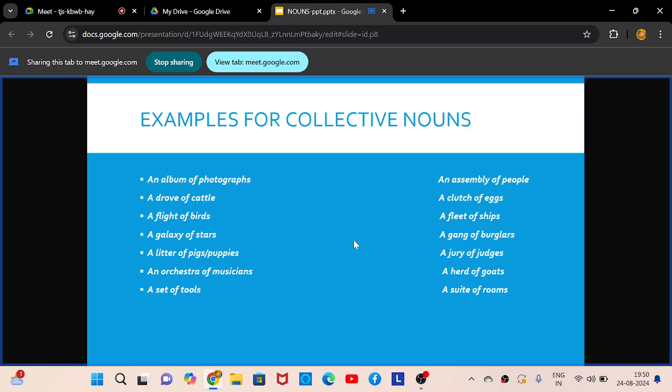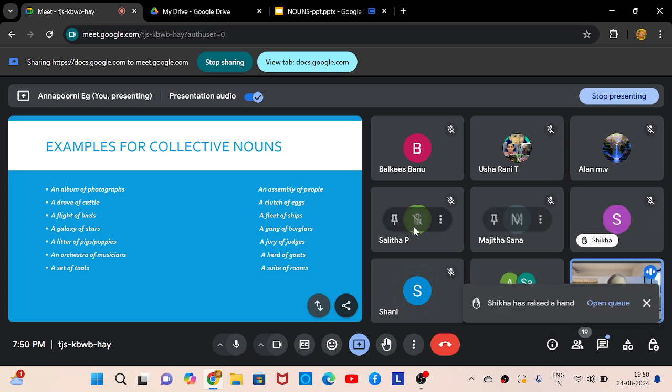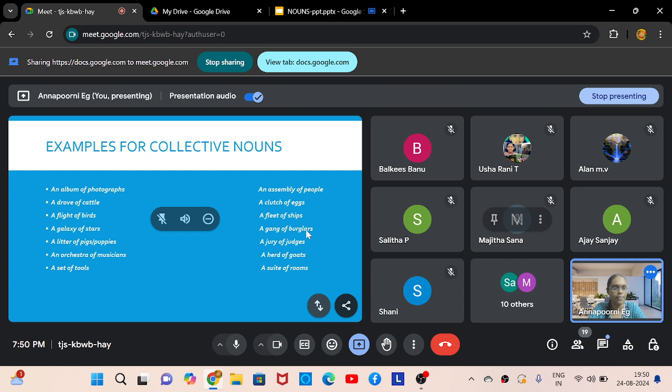So now I'm just presenting some examples for collective nouns. Can somebody read the list on the left side? Let me call out the name. Shika, you can read. After Shika, I will call Shani.